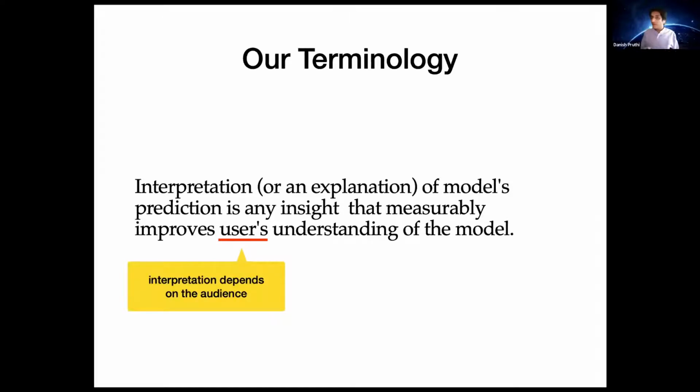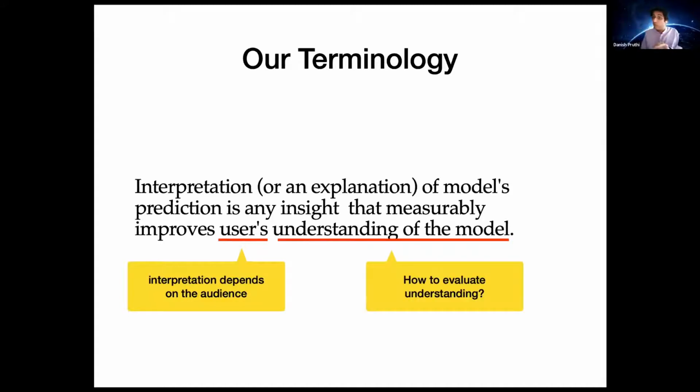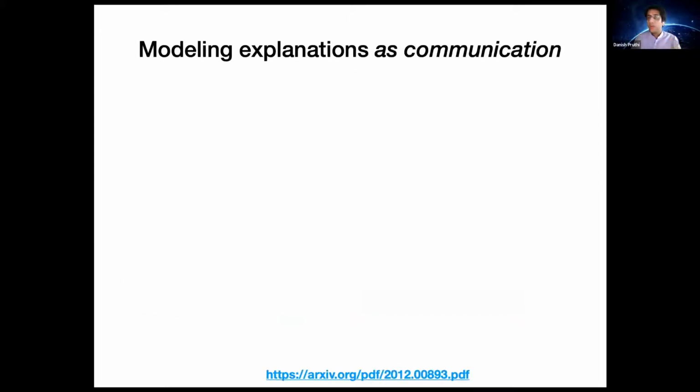Here, the user is very important, because an explanation to you might be effective, but an explanation to someone who doesn't understand computer science or machine learning might be completely ineffective. So your audience matters a lot. And we want to improve people's understanding about the model. And this is itself very vague. What do we mean by understanding of the model, and how do we evaluate understanding of the model? So one particular metric that we introduce measures this understanding by simulatability.